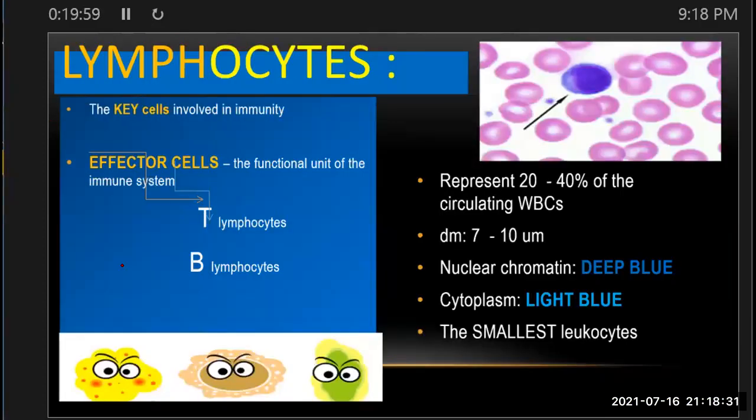Next, you might ask me, Miss, what are the cells that are the functional units of the immune system? The effector cells of our immune system are largely the lymphocytes. In human adults, lymphocytes make up roughly 20 to 40% of the total number of white blood cells or WBCs. They are found in the circulation and are also concentrated in primary lymphoid organs and tissues such as the spleen, tonsils, and lymph nodes, where the initial immune response is likely to occur.